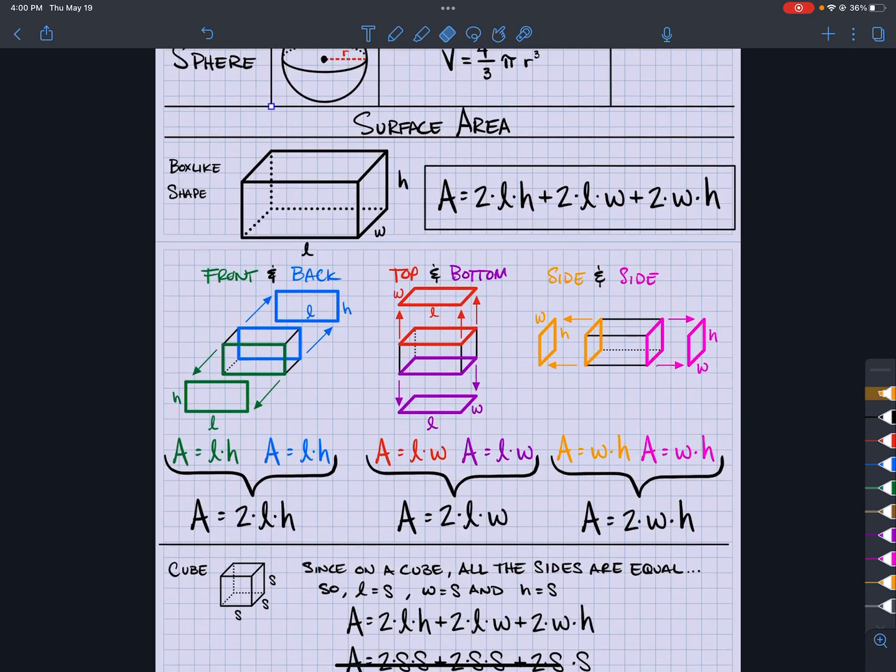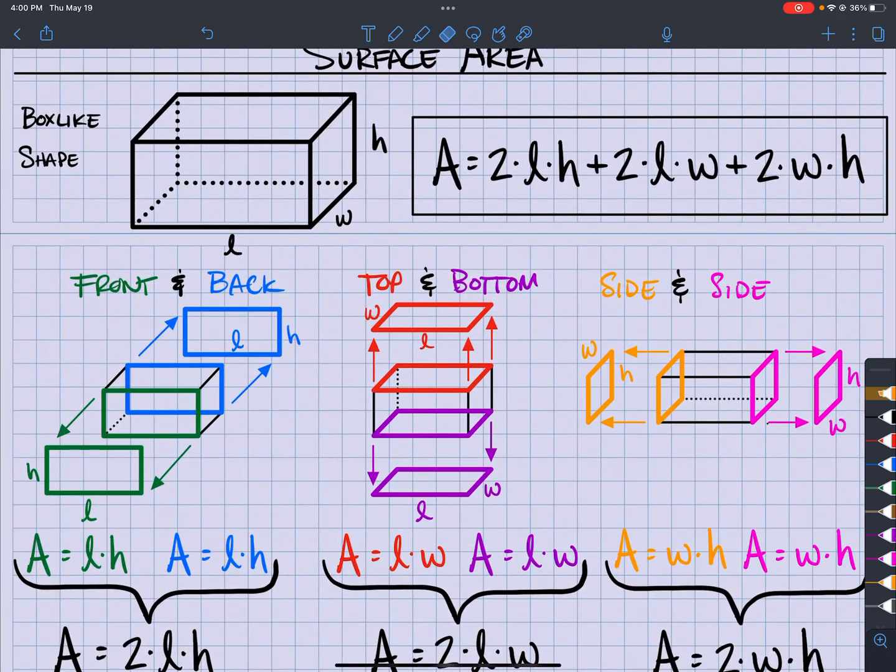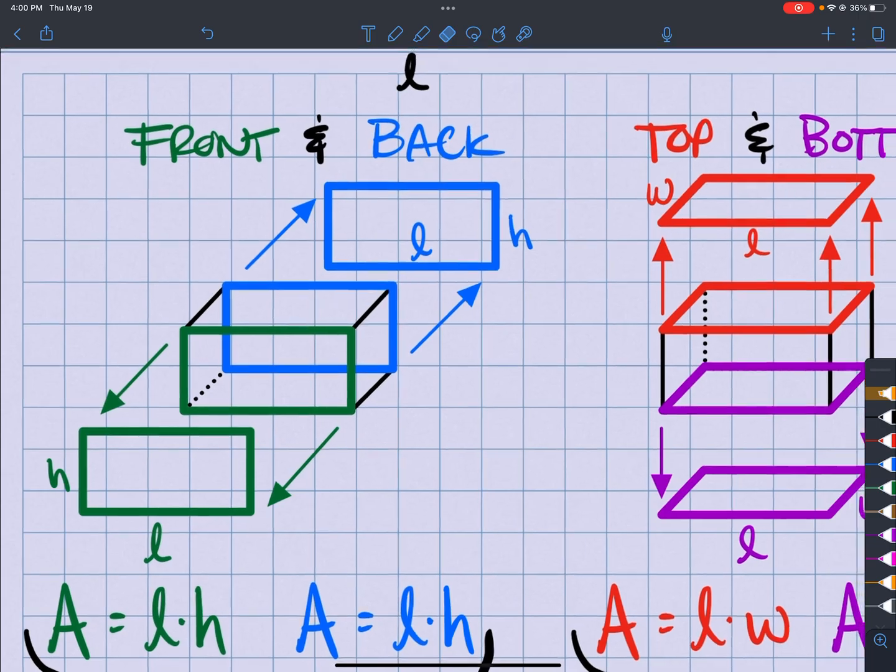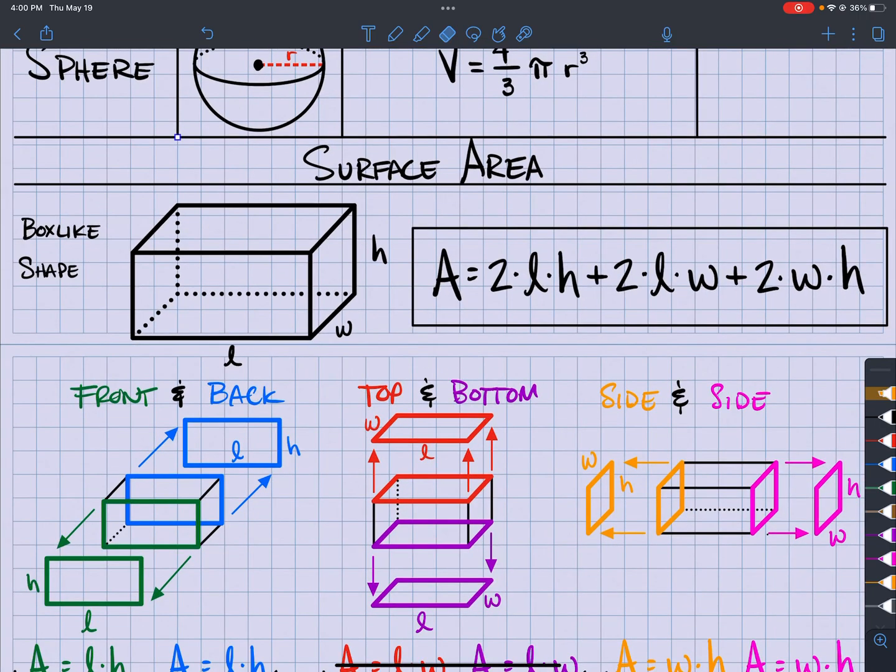And then we talk about the surface area. So when we look at a box, right, we can take a box apart. If you look down here, what I'm doing is I'm taking this box right here, and I'm pulling off the back and I'm pulling off the front. So I'm just taking this piece right here, pulling it towards me, and taking this back piece right here and pushing it away from me. Okay, so that I can see that I have two pieces that have the same area, which would be the length times the height, right?